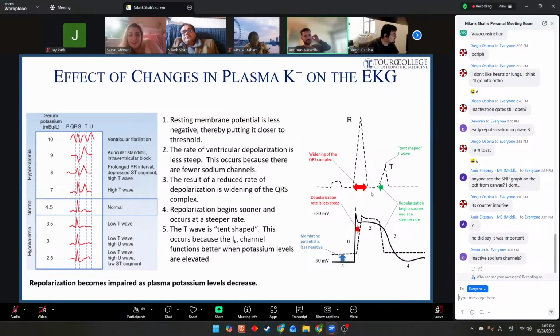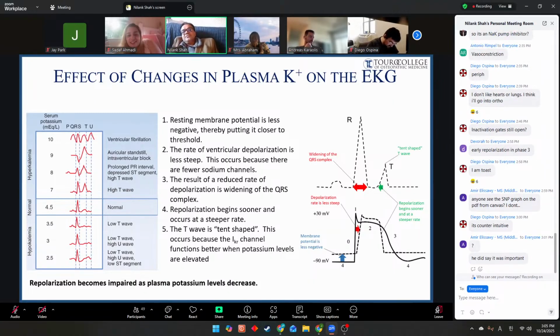It gets shorter. Very good. Why? Because it's repolarizing faster. Yes, exactly. Beautiful. What is the ST segment representing in EKG? Repolarization. Very good. It will start, and the whole T wave until you finish the T wave. So the ST segment will be shorter on EKG.